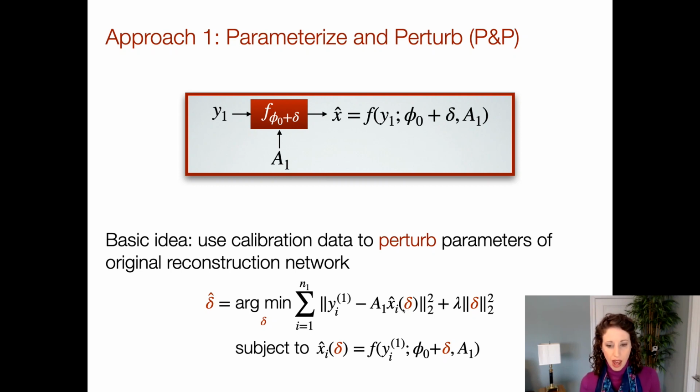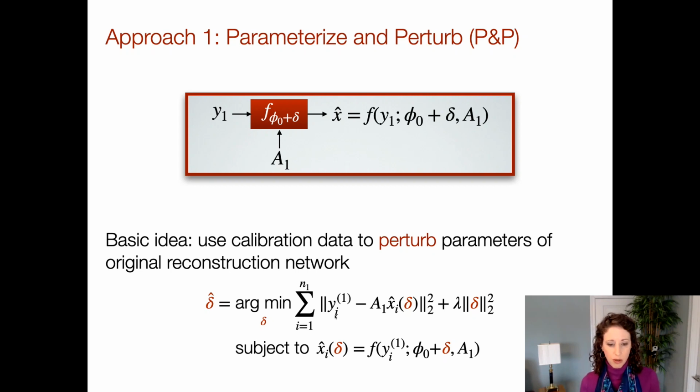So if I were to have a particular value of this parameter delta, then I can compute an estimate of an image from my data y, and I can see how well my reconstruction using this perturbation fits my calibration sample yi.